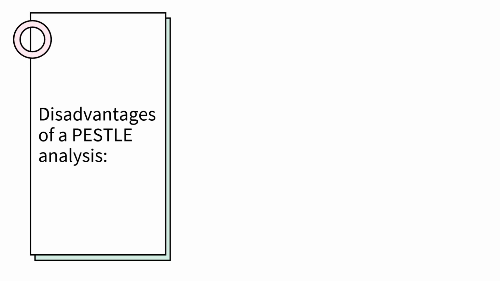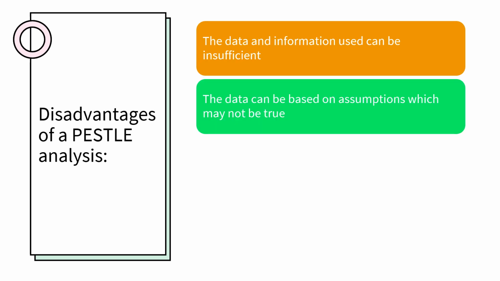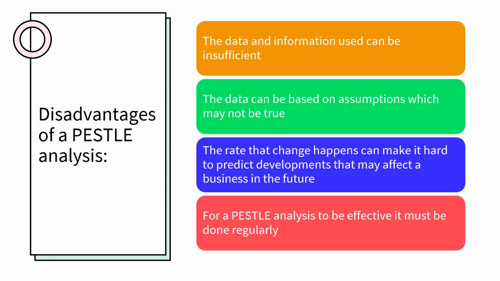What are the disadvantages of a PESTLE analysis? The data and information used can be insufficient. The data can be based on assumptions, which means that it may not be true. The rate that the change happens can make it hard to predict developments that may affect a business in the future. And for a PESTLE analysis to be effective, it must be done regularly.